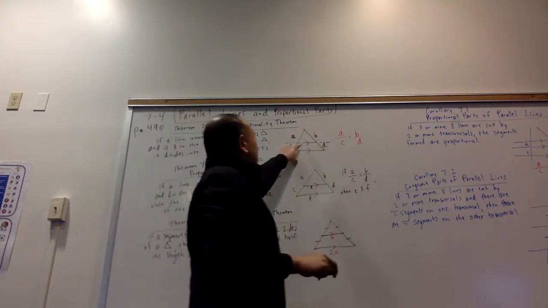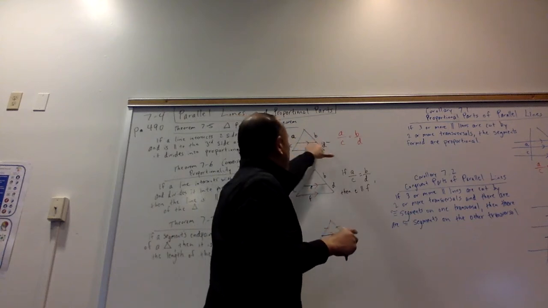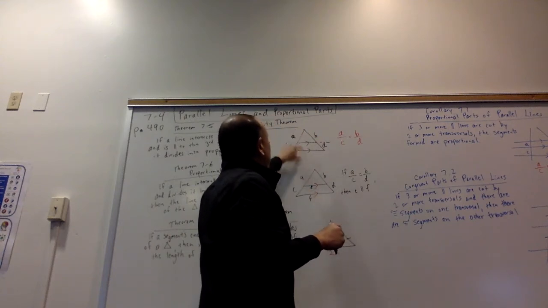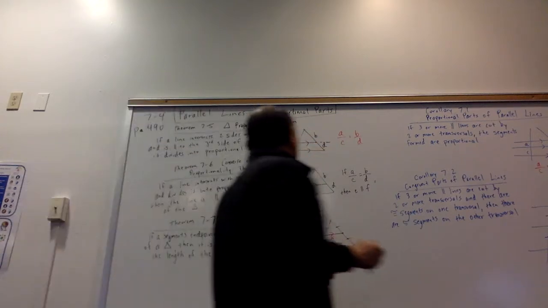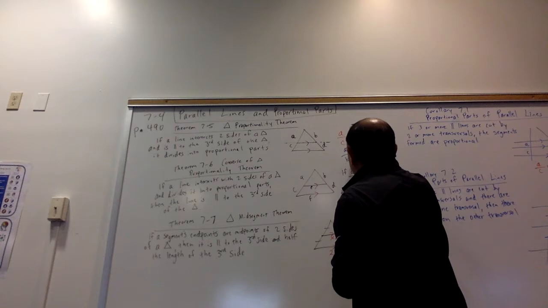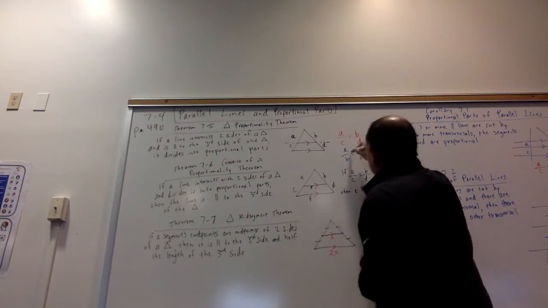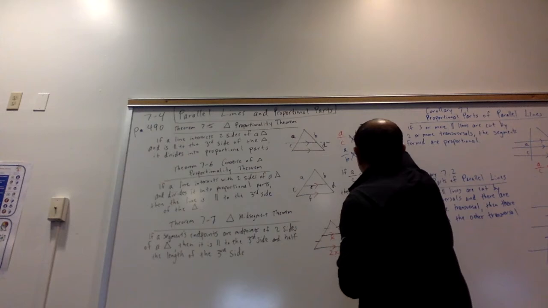Okay, so it's going to be parallel to the third side, so obviously not the side it's intersecting with, because it has to be parallel. And then you know this is true. If you wanted to set it up as A over B equals C over D instead, for whatever reason, you get the exact same cross product, AD equals BC. So either way is fine.